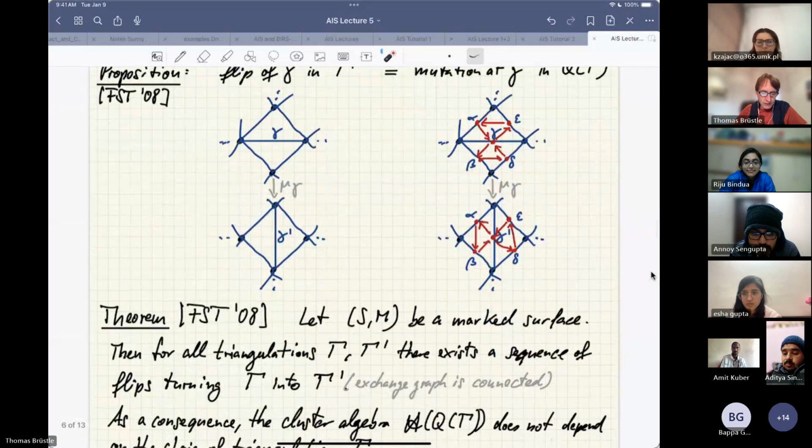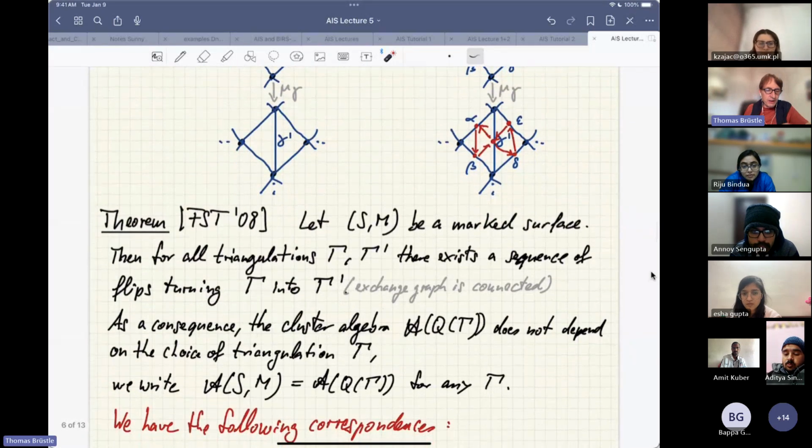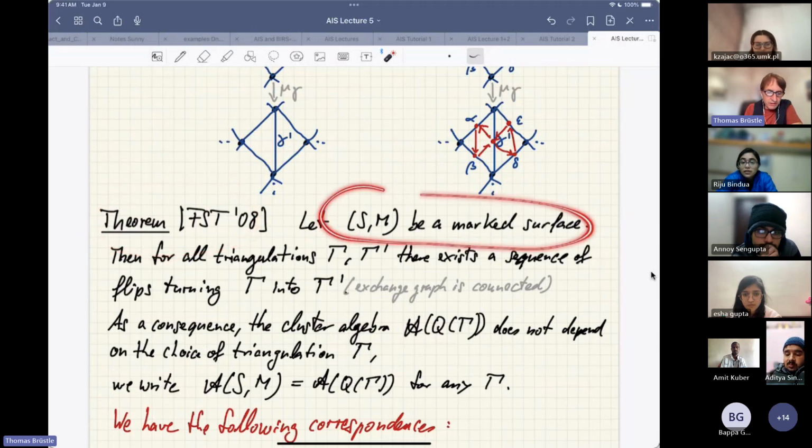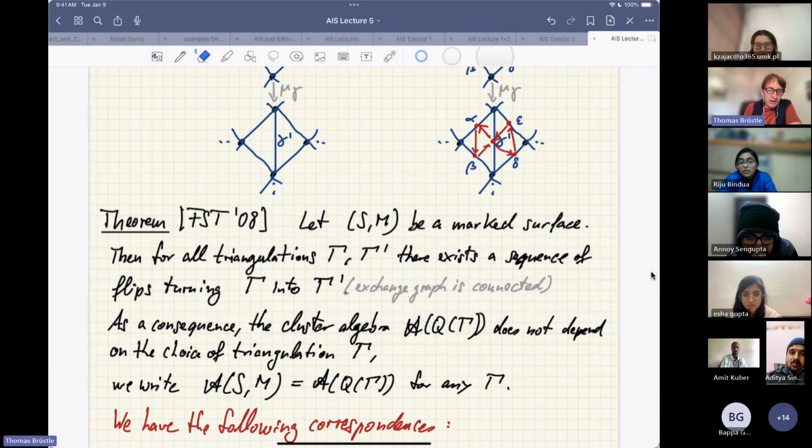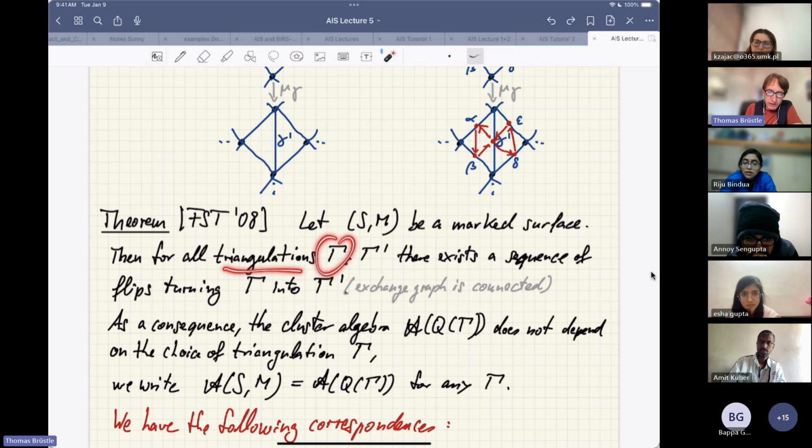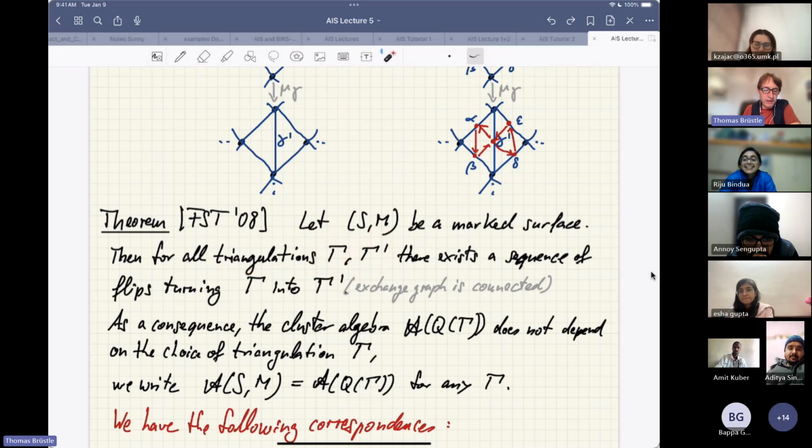Okay. So let's summarize what we have. This is the theorem by Fomin, Shapiro, Thurston. Suppose we have a marked surface. First thing, this is a fact from basic topology. Any two triangulations, gamma and gamma prime, of the same surface can be related by a sequence of flips. So you give me 2 triangulations, then there exists a finite sequence of flips that transforms gamma into gamma prime. Any 2 triangulations are flip equivalent.